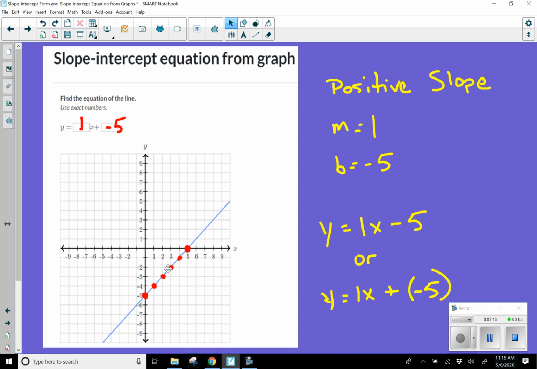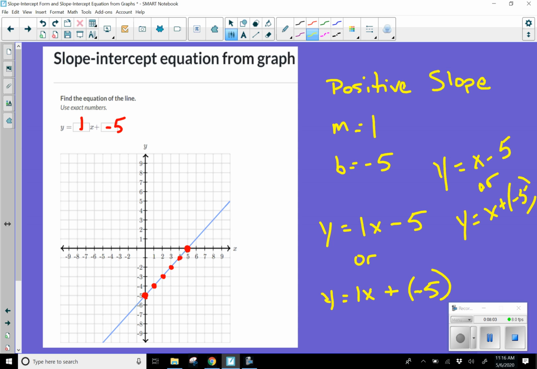You can even eliminate the 1 in front of your x, because if there is no coefficient in front of your variable, it's understood that it's a 1. So another way you could have written it is y equals x minus 5, or y equals x plus negative 5. If you notice in the equation they have up top here, they have an addition sign. So therefore, we're going to just plug this one in.